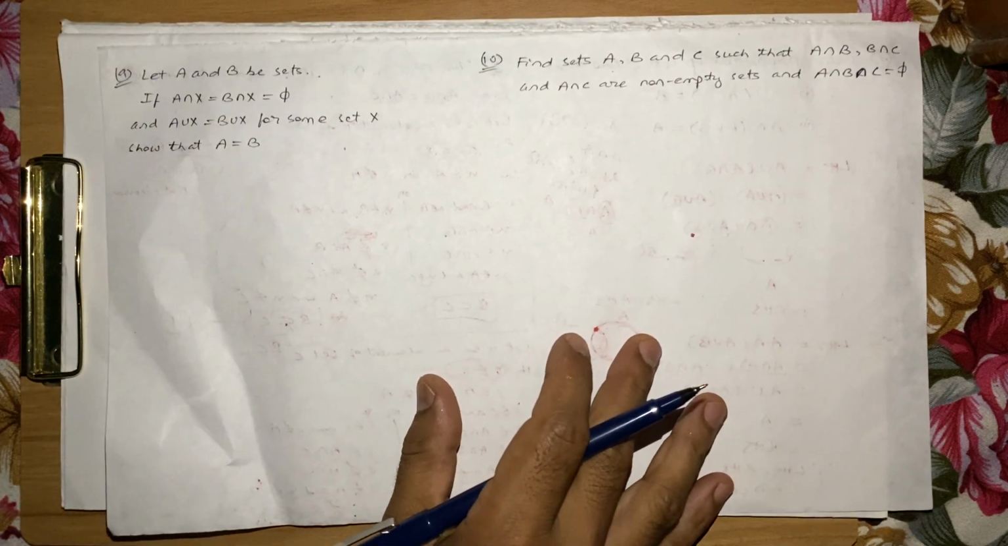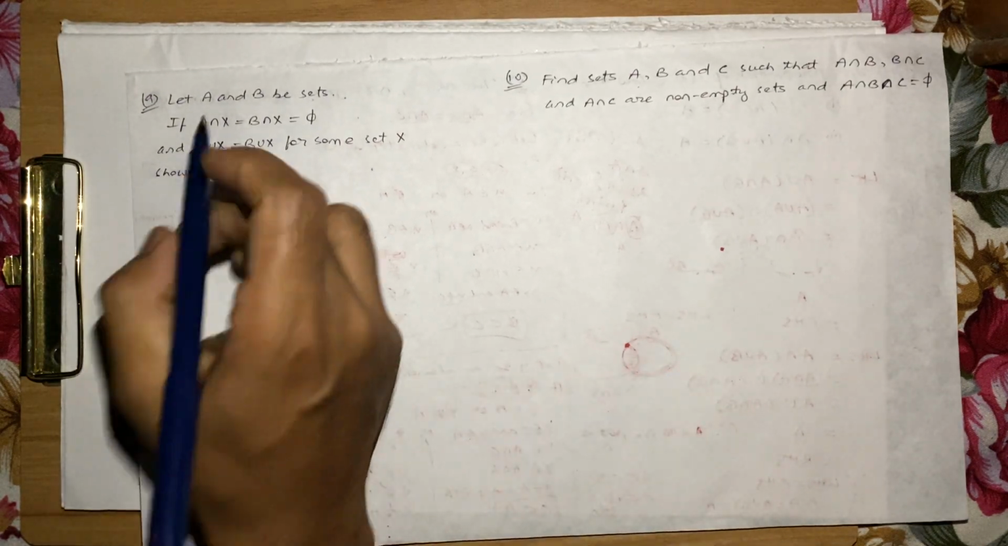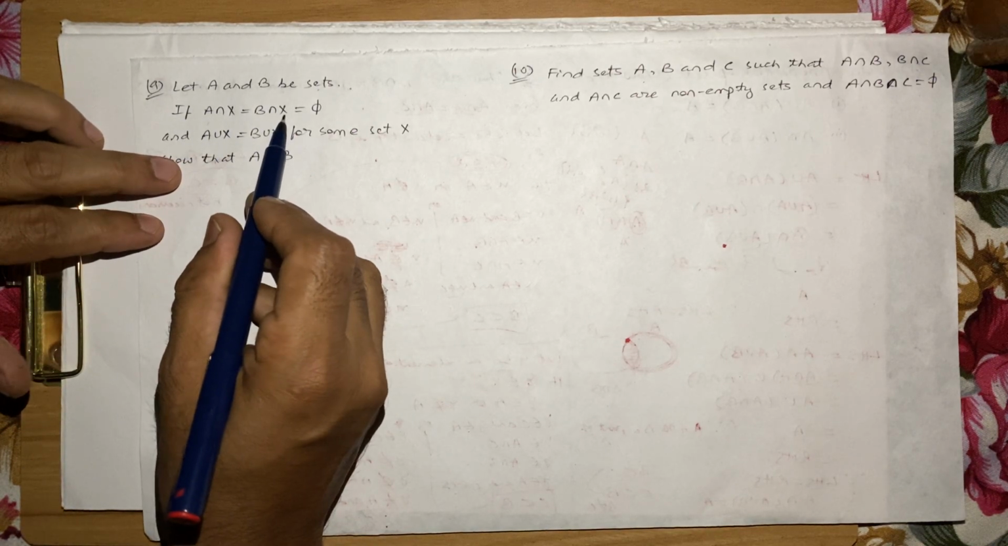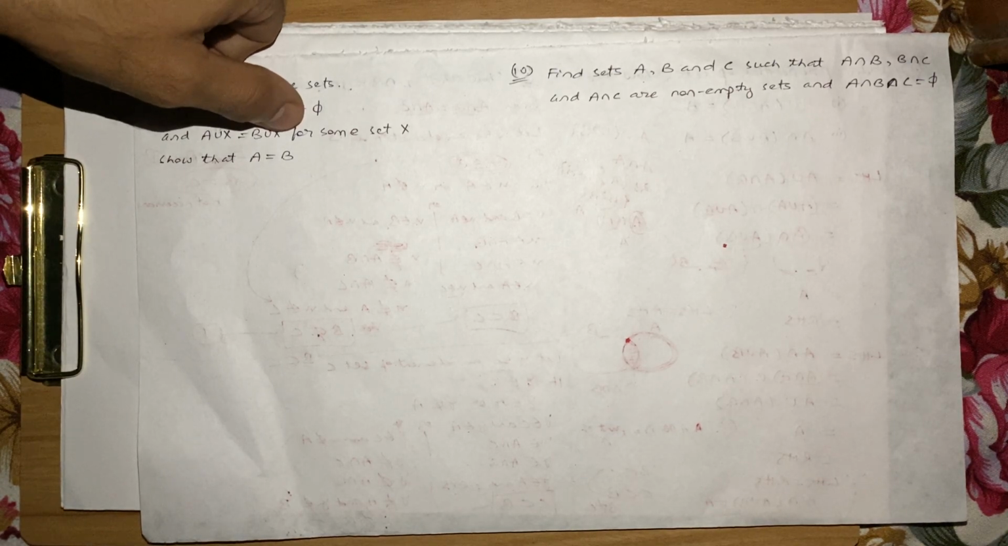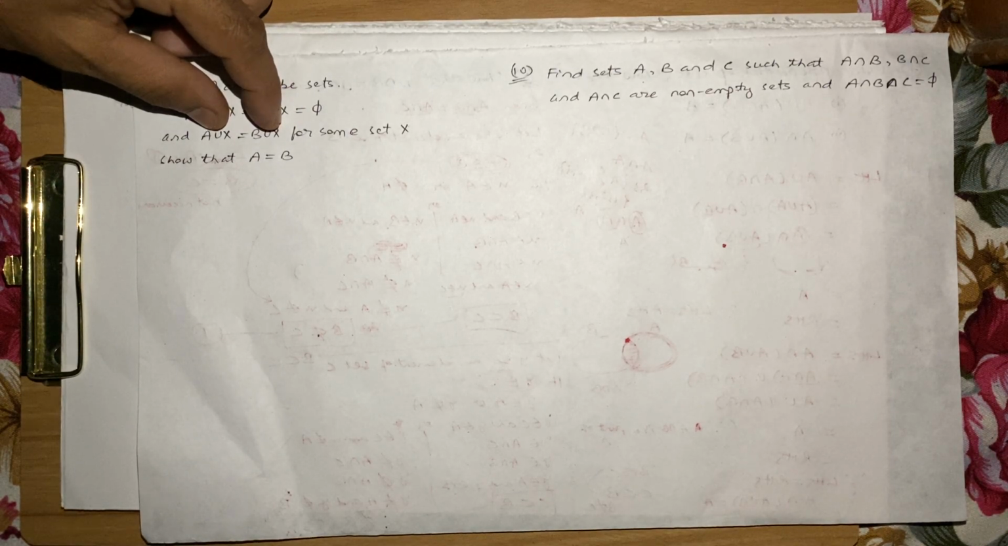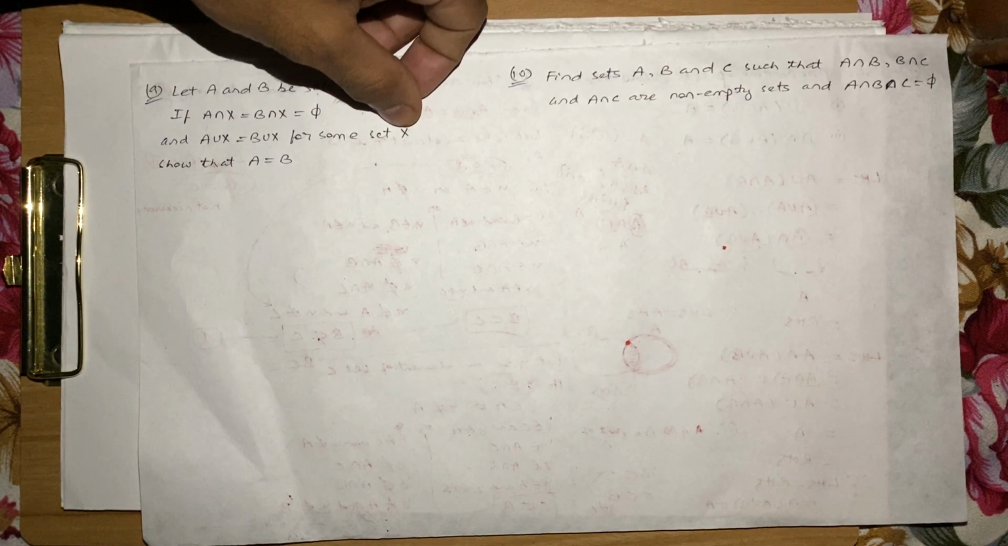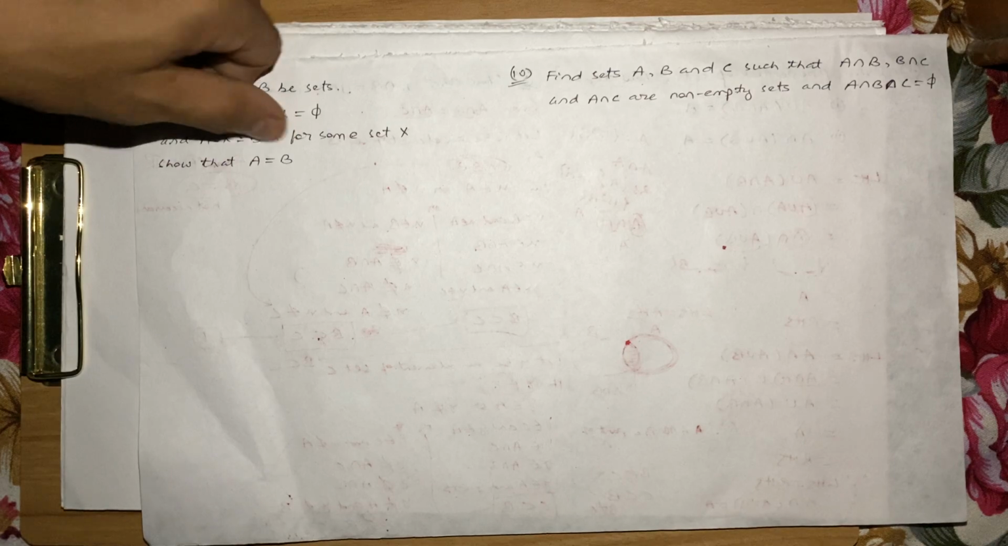Now let's move on to the next question here. Okay, it's getting too long, I'll make it fast. Let A and B be sets. Now if A intersection X is equal to B intersection X is equal to phi, and A union X is equal to B union X, okay, these two are equal, union of A and X and union of B and X, for some set X, then show that A is equal to B.